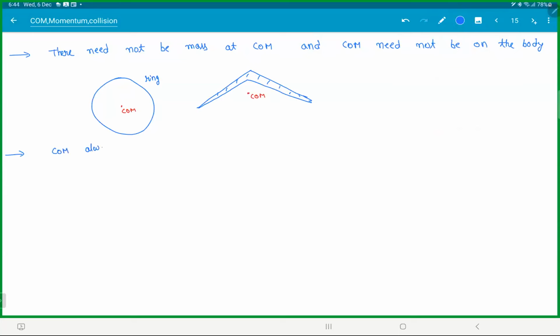COM always lies on the line of symmetry. What's the line of symmetry? When you say line of symmetry, about that line, either side of the line should look identical. I'll show you. If there are two lines of symmetry, it will lie on the point of intersection.